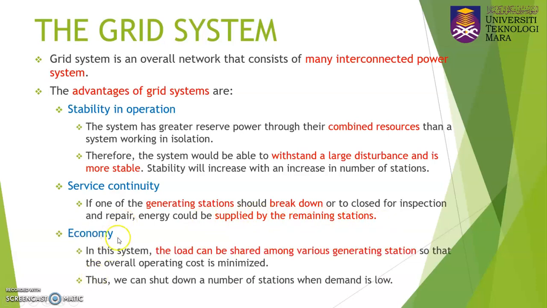And then the third advantage is in terms of the economy. In the grid system, the load can be shared among various generating stations so that the overall operating cost can be minimized. Because we have many generating stations instead of only one, the load can be shared. So we can shut down a number of stations when the demand is low. That's why, when you have a grid with, let's say, three different stations and the demand is low, maybe you can just turn on one station only rather than turning on all three stations.